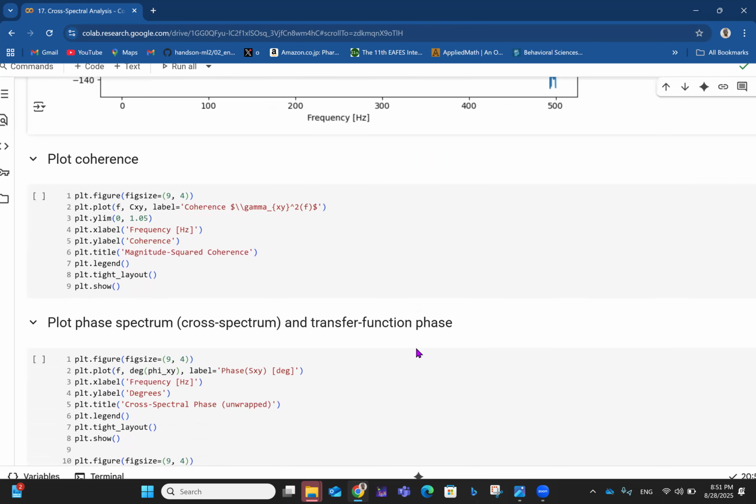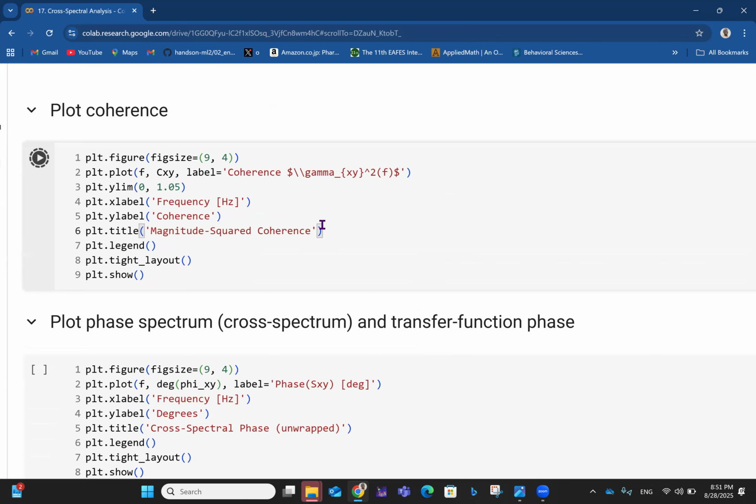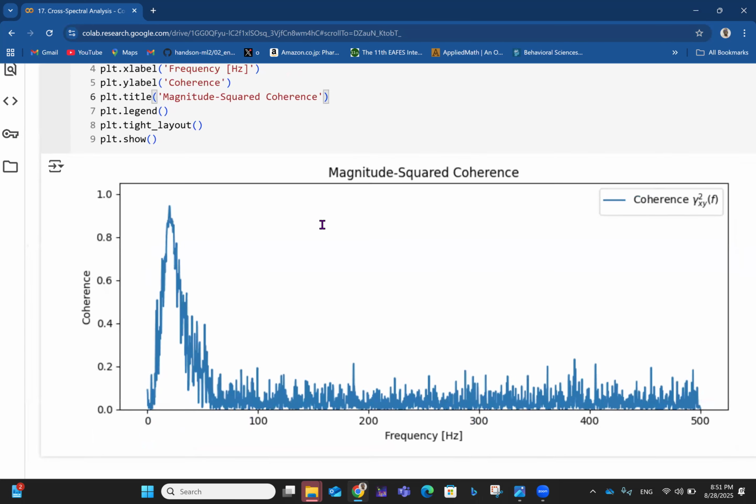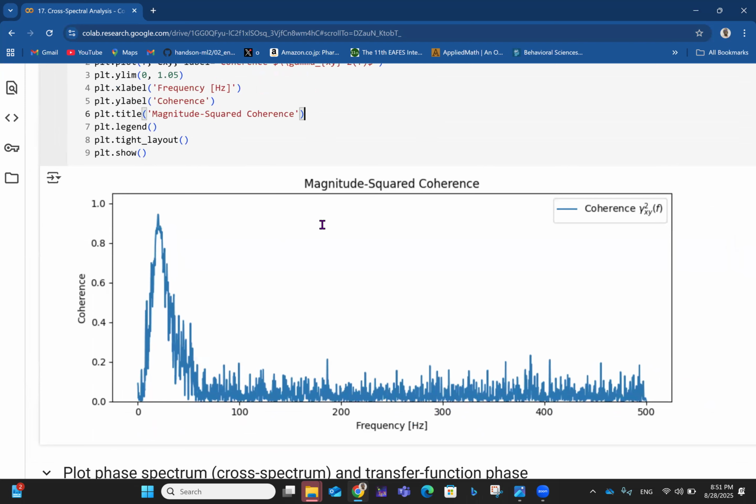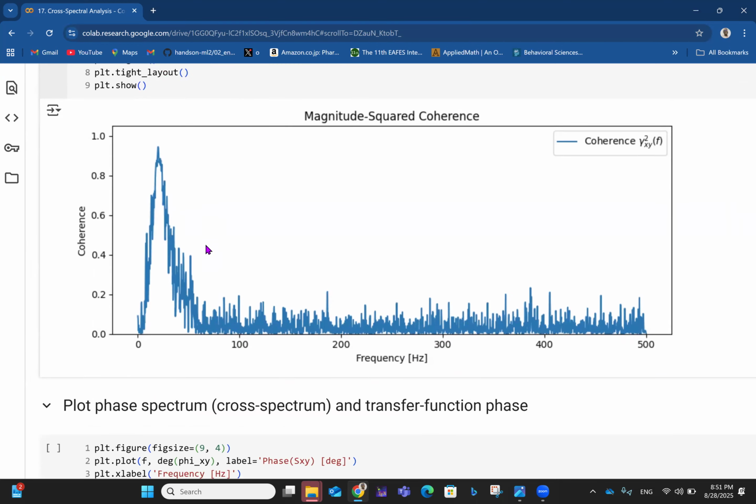And then we can plot the coherence based on what we saw up there too. So this is what the coherence looks like. We know the coherence is between 0 and 1. For the most part, it's very close to zero. Of course, we have a peak coherence somewhere close to 1.